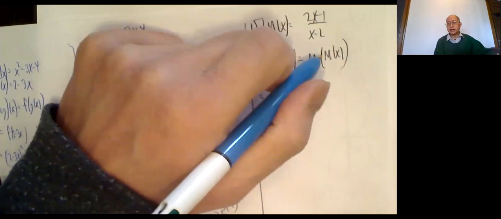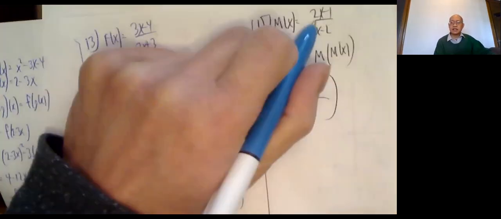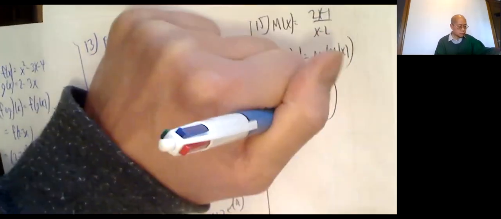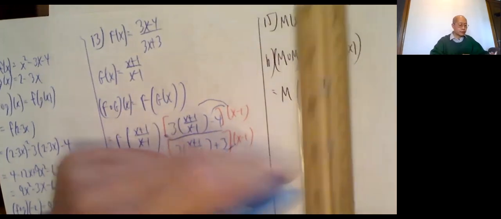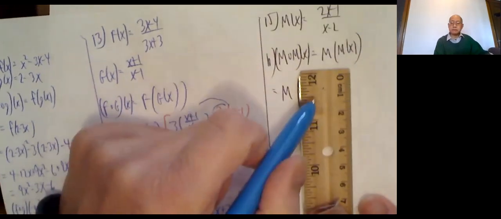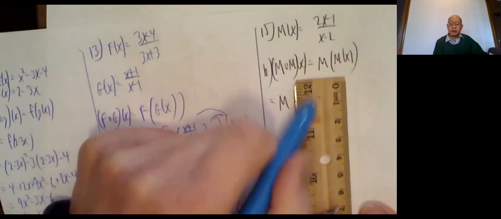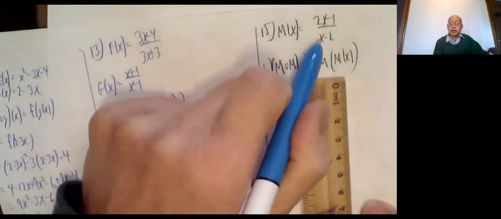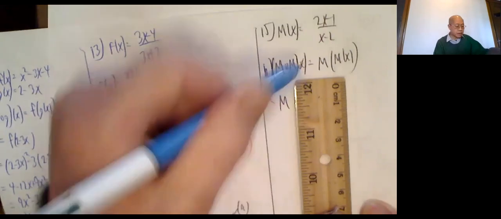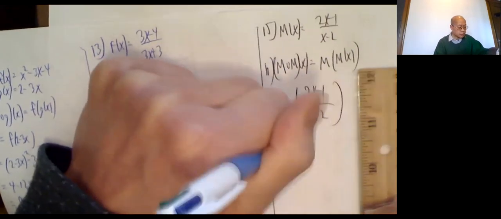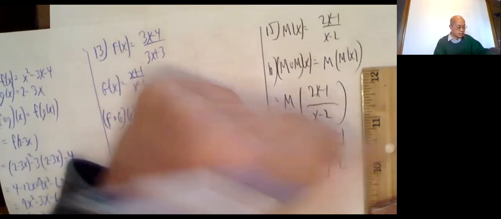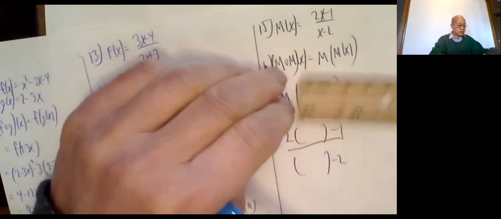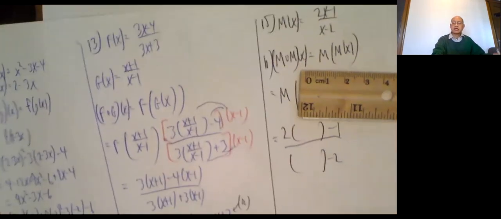Yeah, you can have the function in the same thing there. So what is m of x? This thing. And now what do we do? Cover it up. Whatever's behind my ruler here goes right there and right there. So this mess is going to be 2 times a mess minus 1 divided by a mess minus 2. Right? You just think easy.